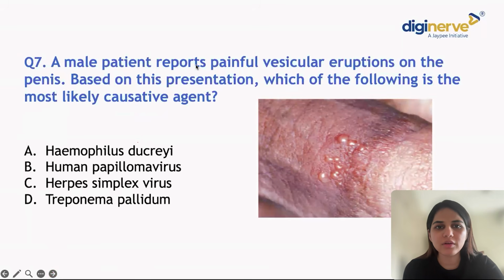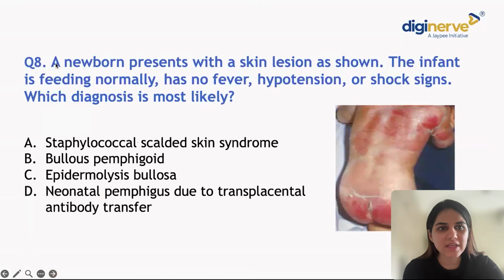A male patient reports painful vesicular eruption on the penis. So the clue here is the vesicular eruption. Haemophilus ducreyi, human papillomavirus, and Treponema pallidum, all of these do not present as vesicles. Painful vesicular eruptions is the classic clue for herpes simplex virus infection. So the answer would be herpes simplex viral infection in this case. Next and the last question.